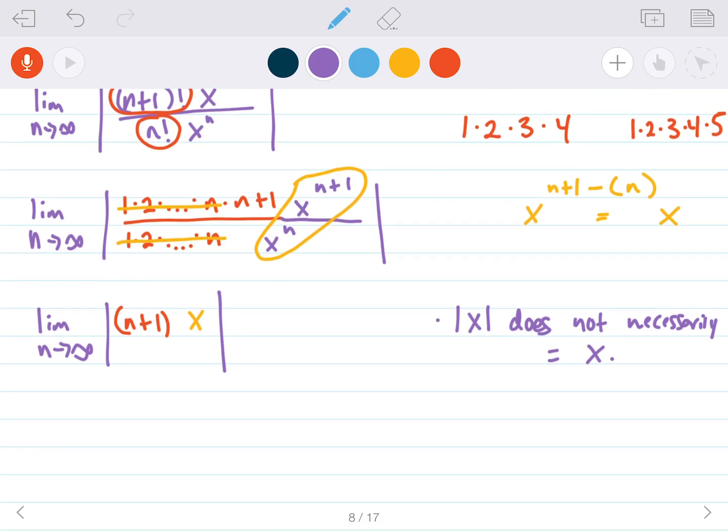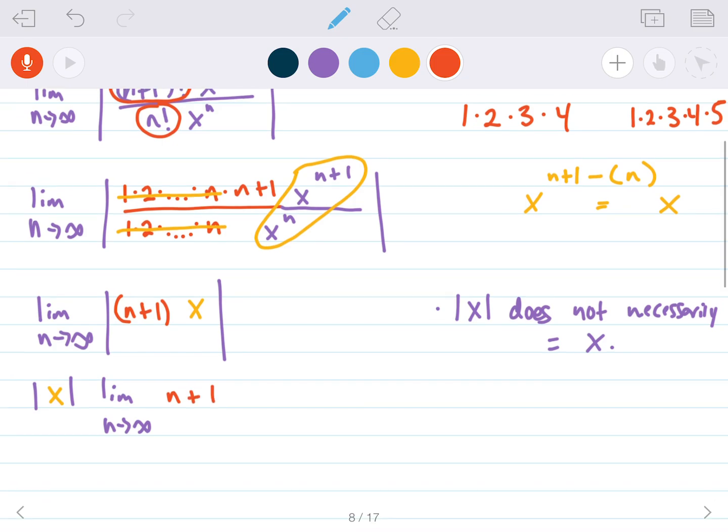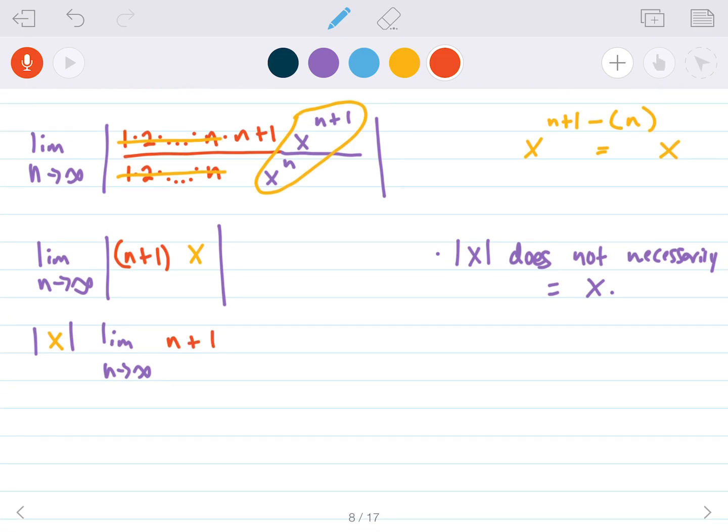So what I'm going to do is bring out this absolute value of x in the front, and now I'm just left with the limit as n goes to infinity of n plus 1. Now, when n goes to infinity, of course, this thing goes to infinity, right? Infinity plus 1 is infinity. And so I'm just left with the absolute value of x times infinity.